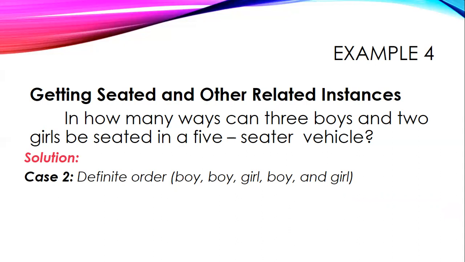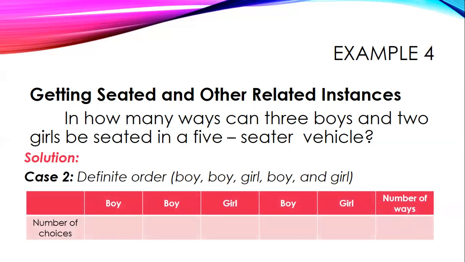So ito may order na ng pagkasunod-sunod ng pagkakaupo ng three boys and two girls. So we have boy, boy, girl, boy, and girl. Okay? So let's have boy. How many choices ang pwedeng maupo sa unang upuan? Since boy ang kailangan, we have 3. Next, boy again. How many choices? Ilan na lang yung boy na natitira na pwedeng maupo sa pangalawang upuan? We have 2. Next, girl. How many girls do we have? We have 2 again. Next, boy ulit tayo.